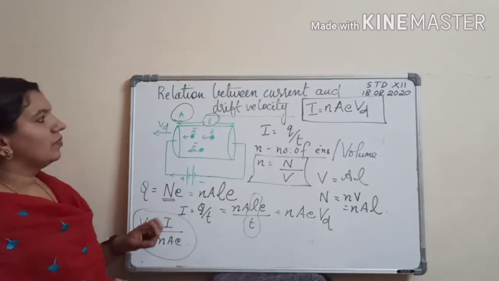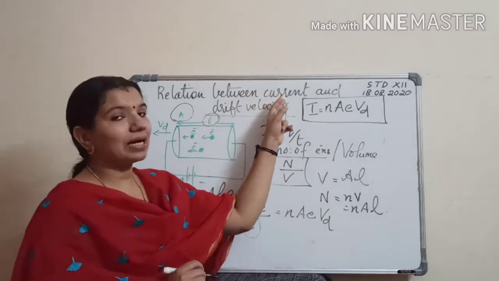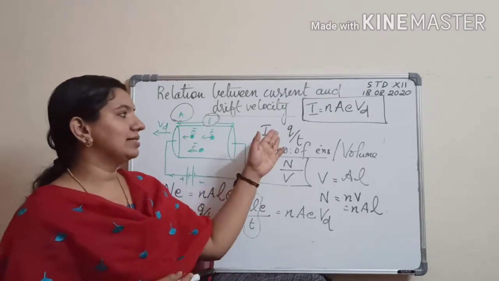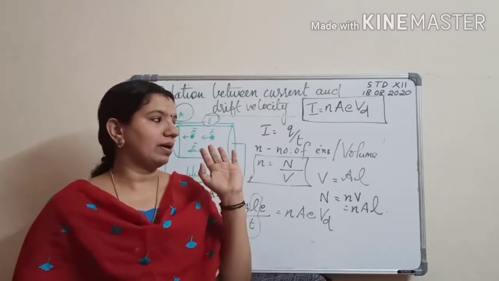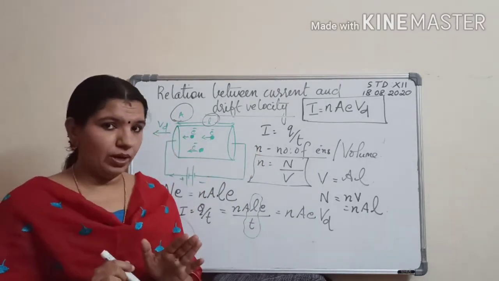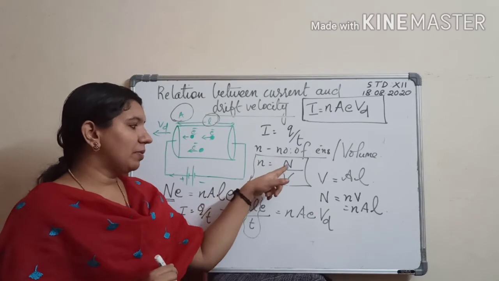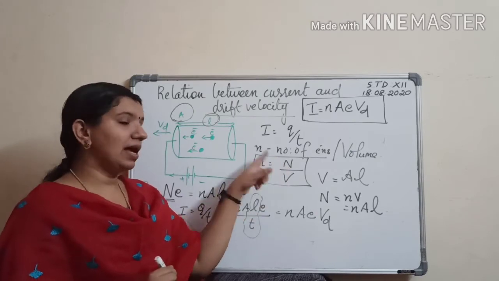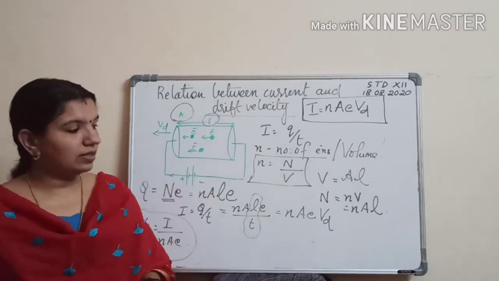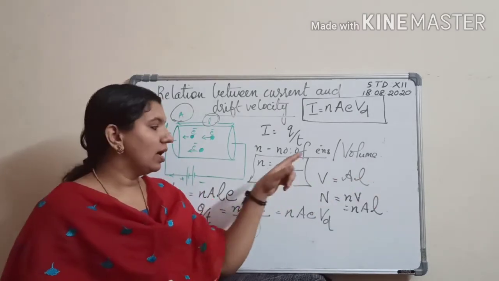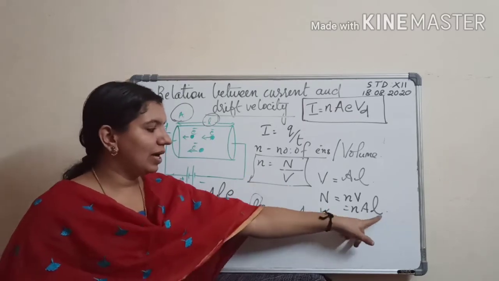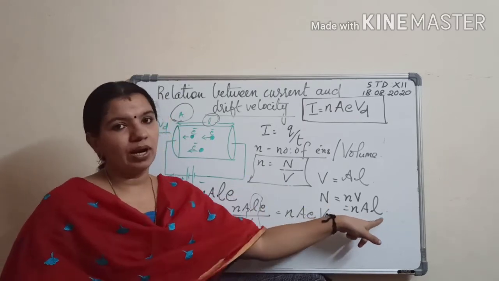Once again, we are going to derive the expression for current and drift velocity. First you have to write the general expression for current, that is I is equal to Q by T. Then we are taking the number of electrons per unit volume as small n, so it can be written as N by V, where N is the number of electrons. Now for volume we have the expression area into length, that is V is equal to A into L. Now N equal to n into V. For V I put the value AL. So capital N is equal to small n AL.